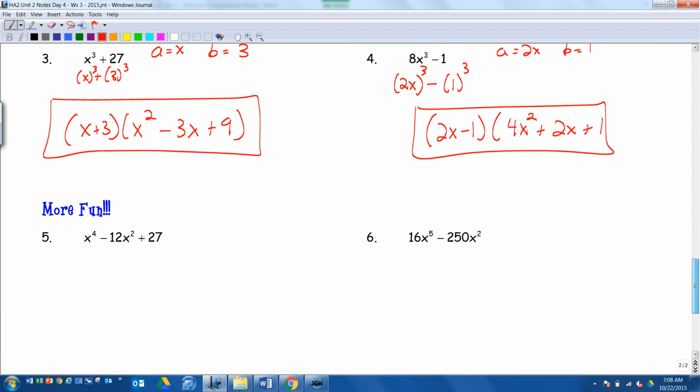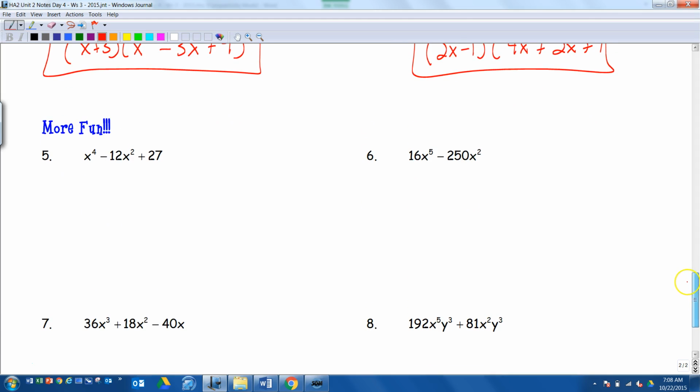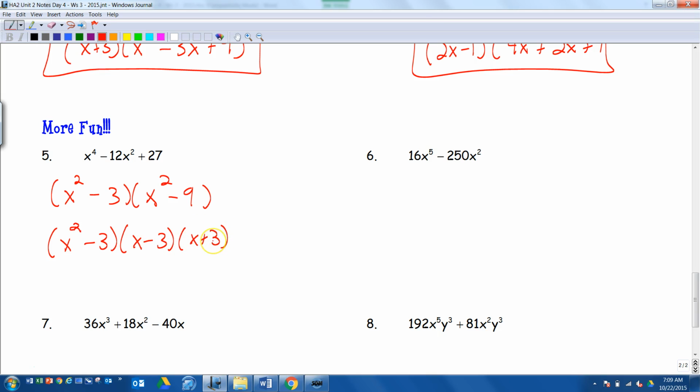Alright, let's review some other ones. This was right off of a test. I feel like you had one on a test like this from unit 1. It's the same as just normal factoring, numbers that multiply to 27 that add to negative 12. They both have to be negative, and instead of x and x, they're both x squareds. And then you check to see if there's anything you can do, and yes, sure enough, we have a conjugate pair here, and we can do this. Good. And that's it.